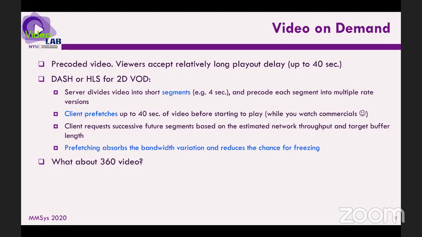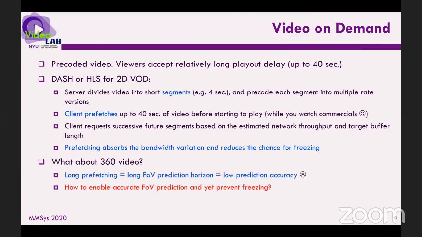So can we do that for 360 video? Remember, in 360, the FOV prediction horizon equals the end-to-end delay. With a long prefetching, we will have a long FOV prediction horizon, which will lead to low prediction accuracy. So a key challenge here is how do we enable accurate FOV prediction and yet prevent freezing?